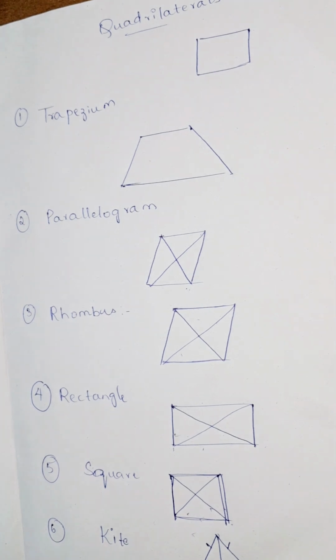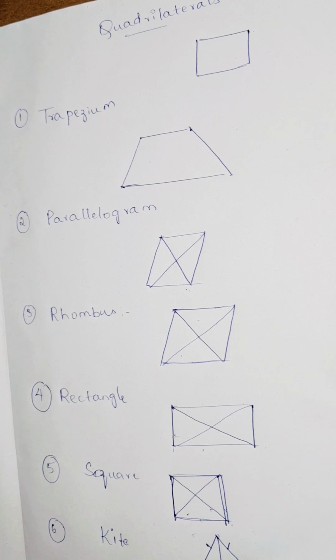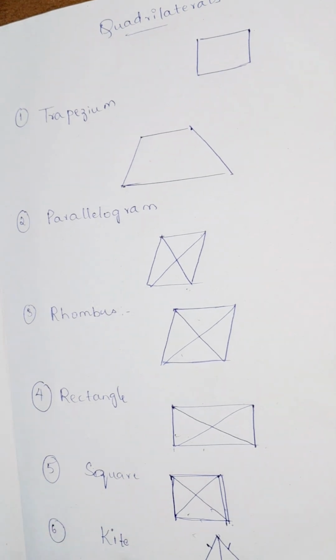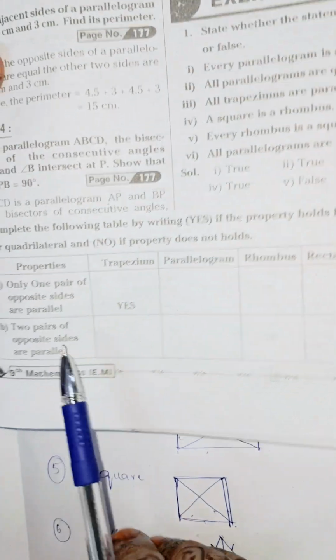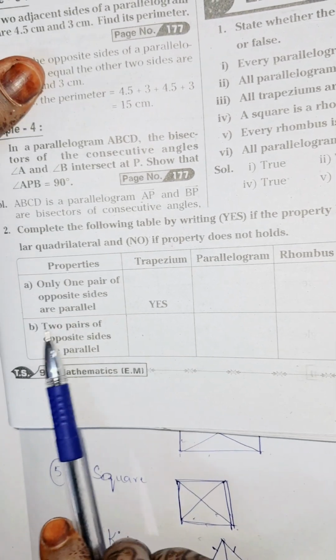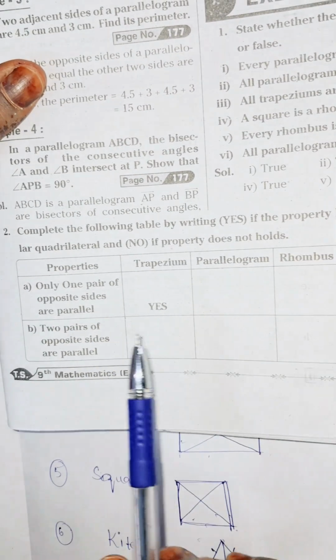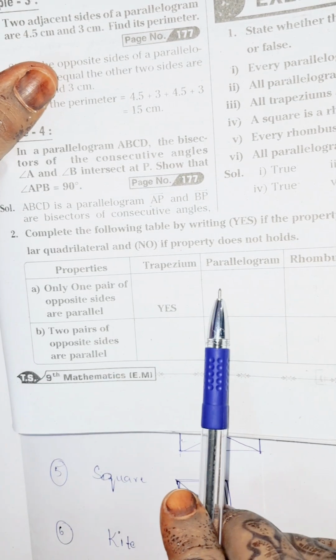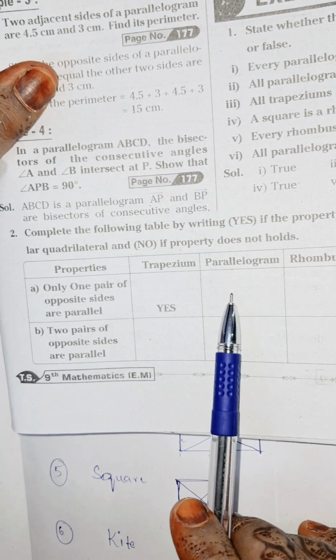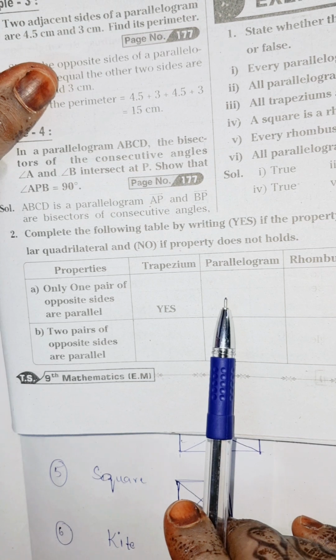Okay, so this is nothing but your first question. Next, question number 2. In question number 2, you have to complete the following table by writing yes if the property holds for the particular quadrilateral and no if the property doesn't hold. So here we are having only one pair of opposite sides parallel. Trapezium, yes. Parallelogram, what's the answer? Only one pair of opposite sides are parallel in a parallelogram. No, because in a parallelogram both pairs of opposite sides are parallel, right?